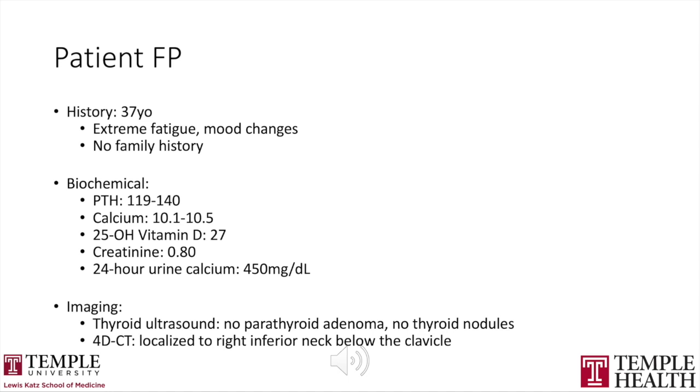She has this problem, and she has multiple guideline criteria, in particular her age and her elevated urinary calcium. You get imaging, you get your thyroid ultrasound that shows no parathyroid adenoma and no thyroid nodules, and you get that four-dimensional CT scan that we looked at earlier. And this localizes to the right inferior neck, and it's actually just below the level of the clavicle, which is why you couldn't identify it on ultrasound.